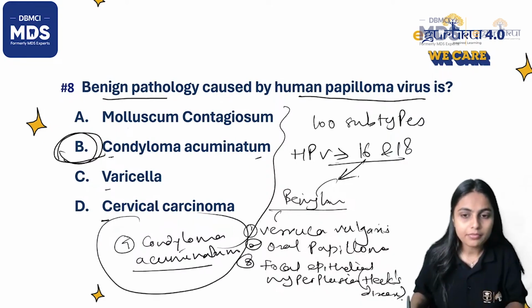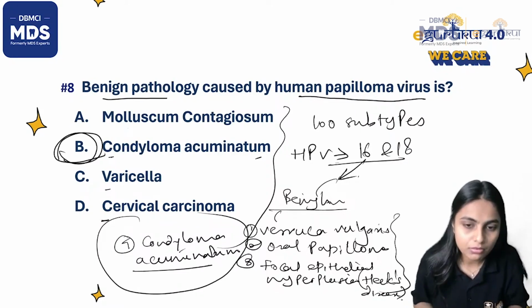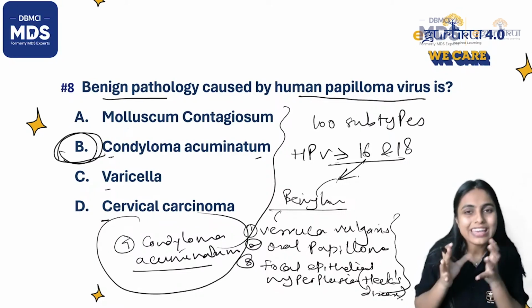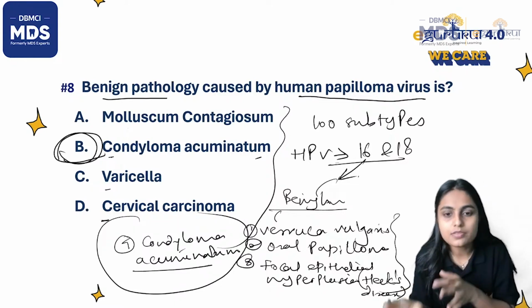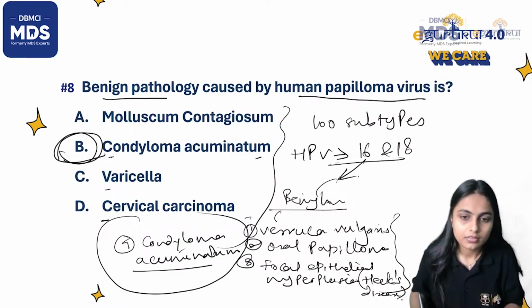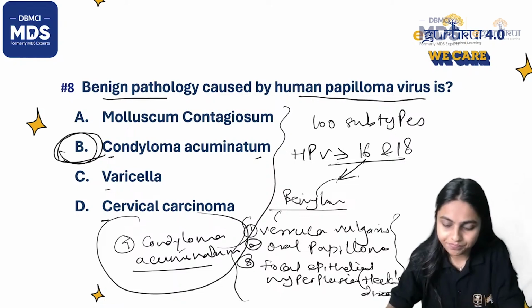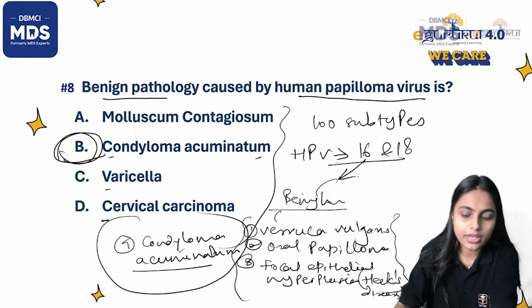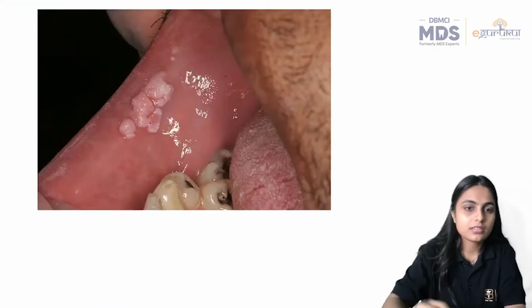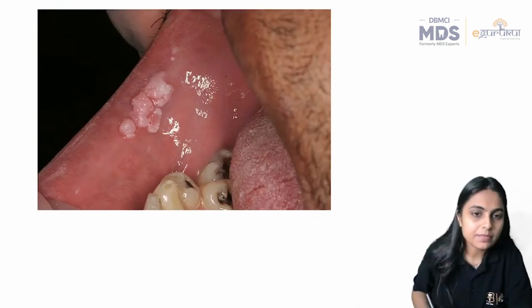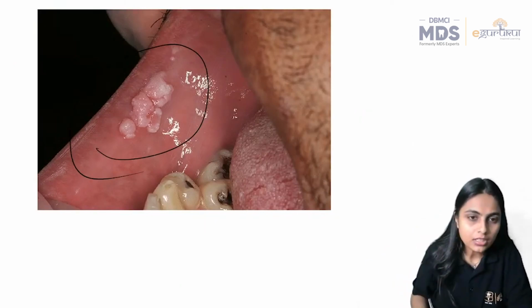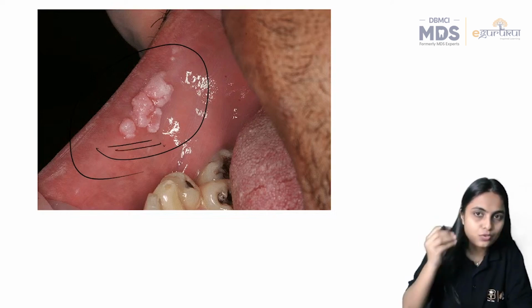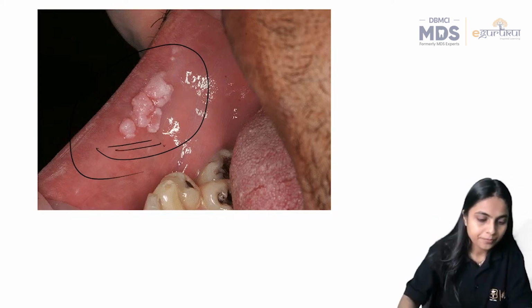We have also three other benign pathologies that you should remember. If you have verruca vulgaris as an option, your answer is verruca vulgaris, right? So just remember this. I have just put up the picture of condyloma acuminatum, oral wart-like exophytic growths that you can see.